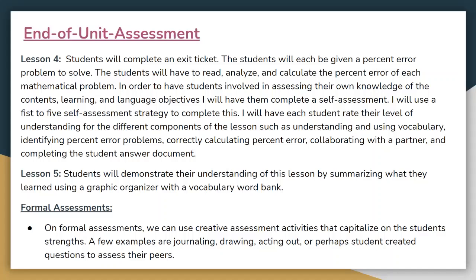And finally, the formal assessment of lesson 5: students will demonstrate their understanding of this lesson by summarizing what they have learned using a graphic organizer with a vocabulary word bank. Finally, the formal assessments. On formal assessments, we can use creative assessment activities that capitalize on the student's strengths. A few examples, instead of just a normal multiple choice, is we can have students show their knowledge and show what they have learned in the activity by journaling, drawing, acting out, or perhaps a student-created question to assess their own peers.